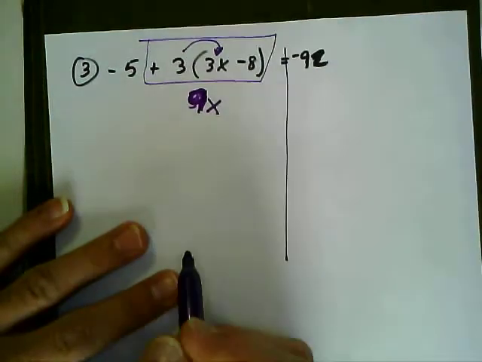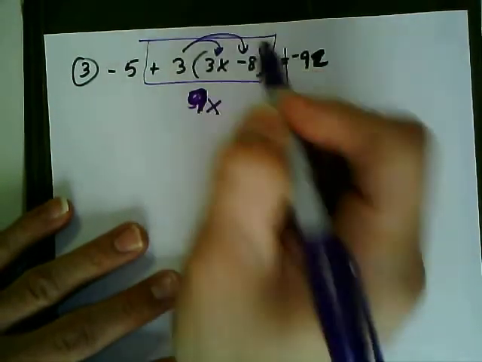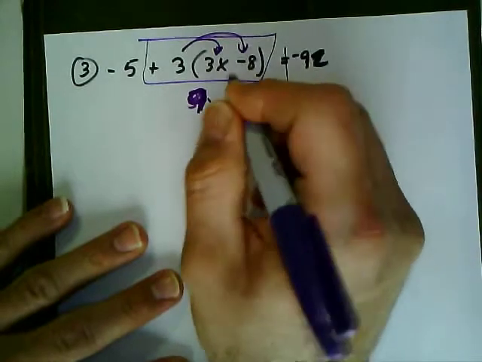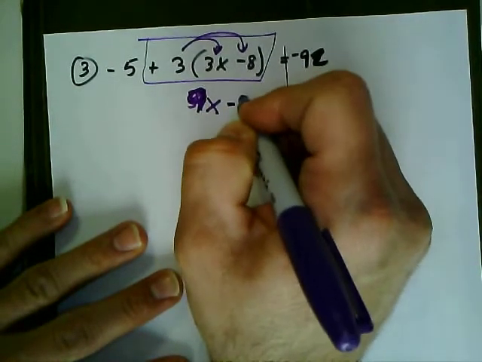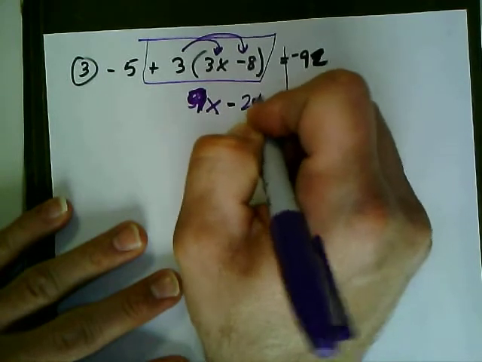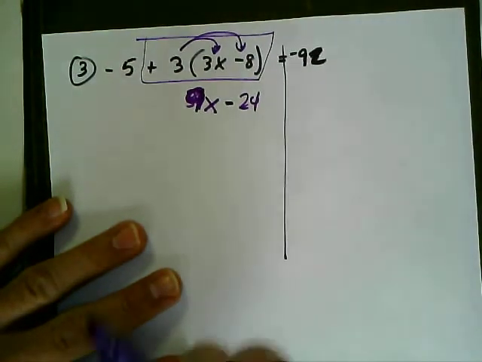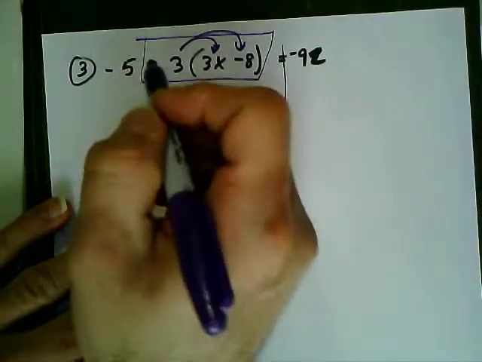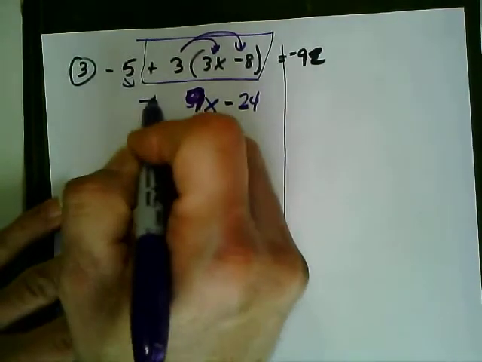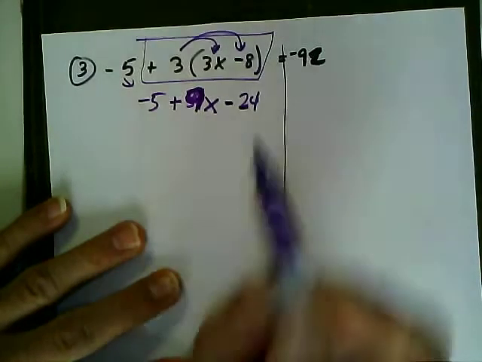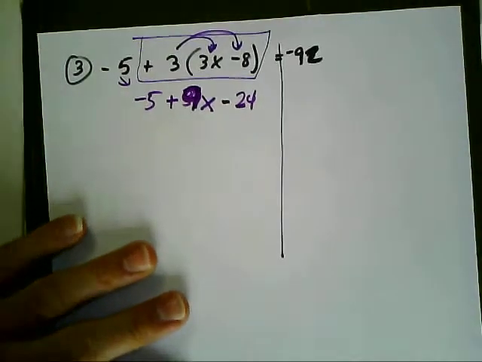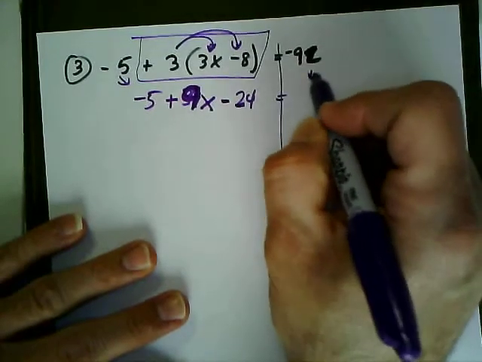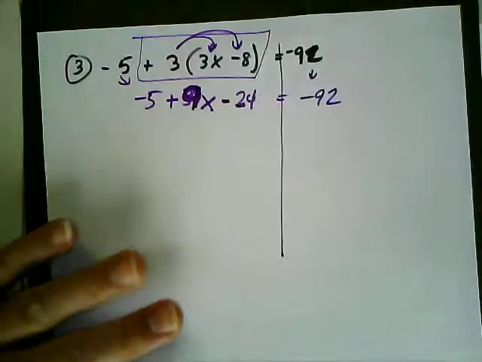And it has an x. Then we'll go 3 times -8, which is 24. And we bring that -5 down. And since 9 is positive, we're going to put plus there. It looks terrible. We'll get it. You'll get it. You understand it. Bring down that -92 also.